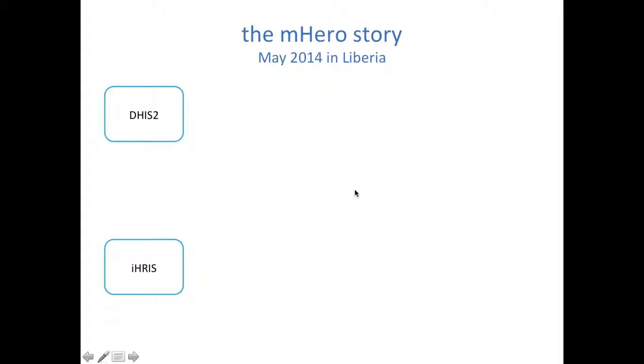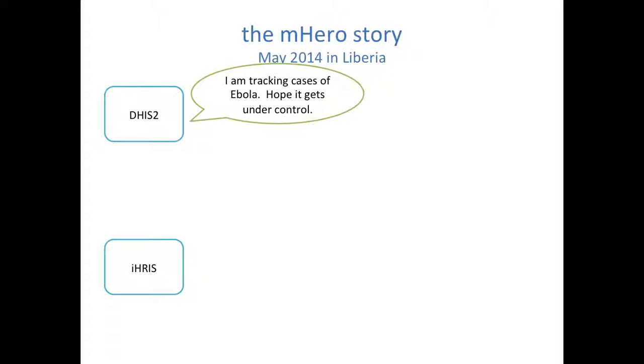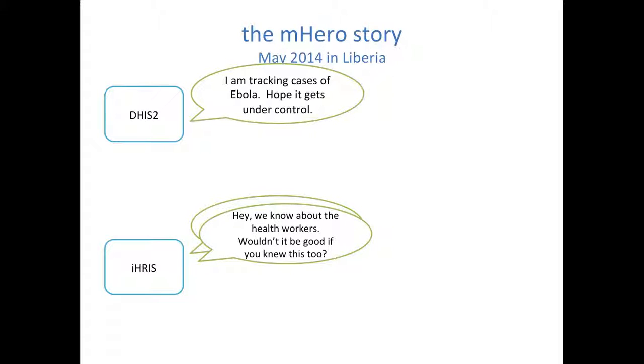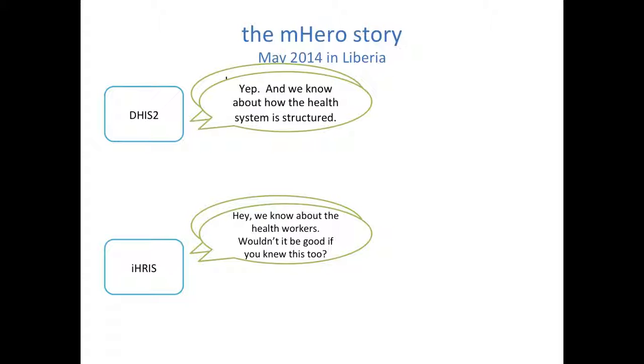In May of 2014, there was an IRIS and DHIS Academy, which looked at the interoperability of IRIS and DHIS systems. At that time, DHIS2 was beginning to track the cases of Ebola, and everybody was getting a bit concerned, but at that point it wasn't a very large outbreak. IRIS was collecting data on health workers, including things like mobile phone numbers, where they were, and the cadre that they worked under. And DHIS2 knew a bit about how the health system was structured.